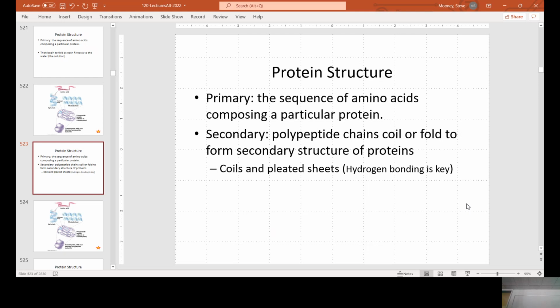Certain sections of a molecule are meant to form sheets. Certain sections of the molecule are meant to form coils. Hydrogen bonding is the key. The stickiness of one hydrogen on one side to another amino acid somewhere kind of holds things together.